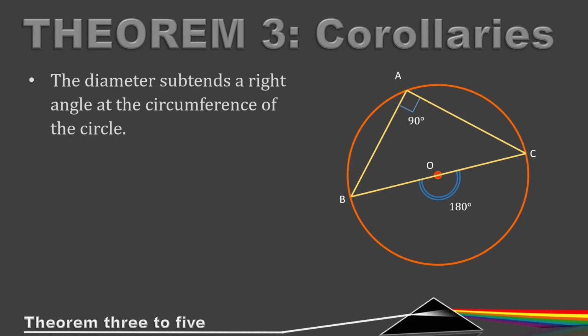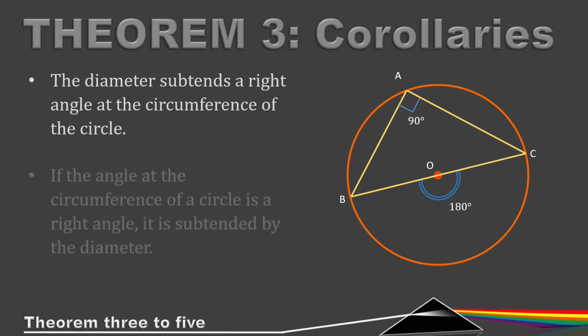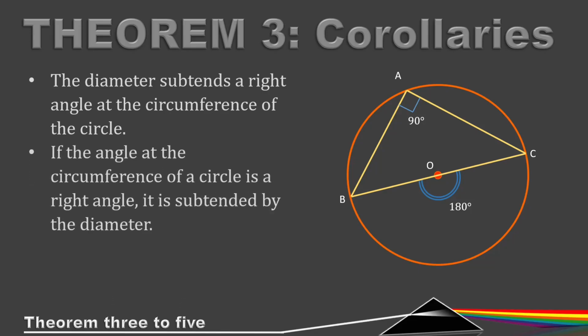This is something that I've seen a lot in questions, and it's easy to miss, but whenever you see an angle subtended from the diameter, it is basically a 90-degree angle. Also, if the angle at the circumference of a circle is a right angle, it is subtended by the diameter. Sometimes you are given that it's a right angle, but you're not given that it's a diameter. You can make that conclusion when you know it's a 90-degree angle. You know that it's subtended by the diameter. And the reason you use is angle in semicircle.